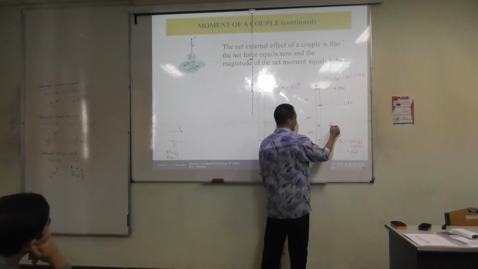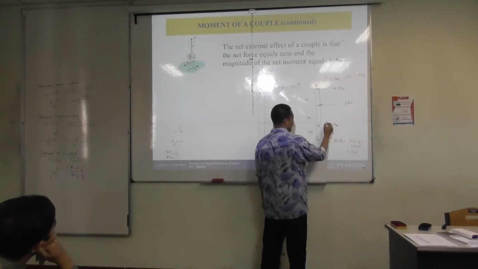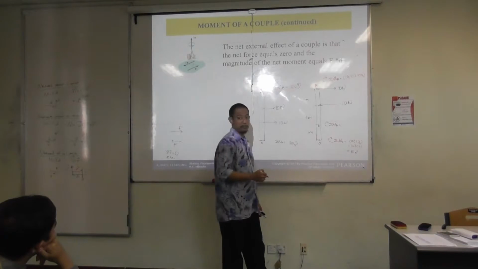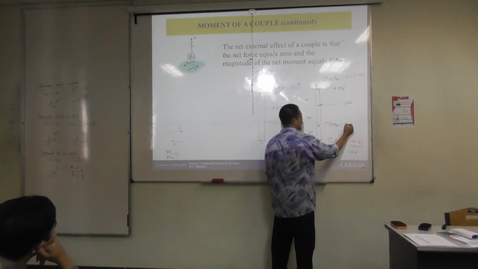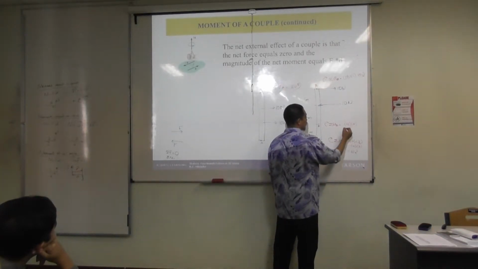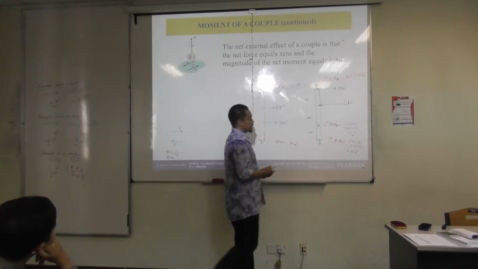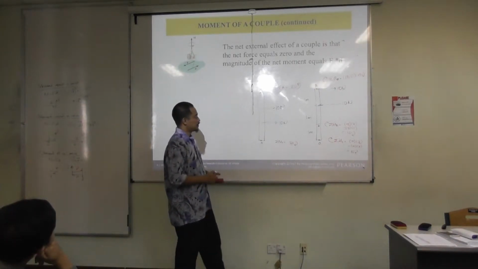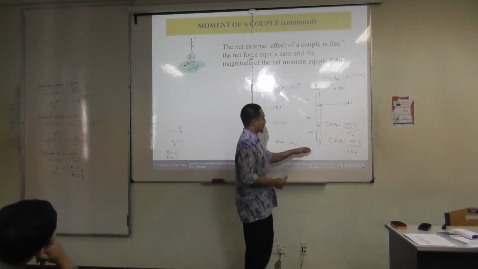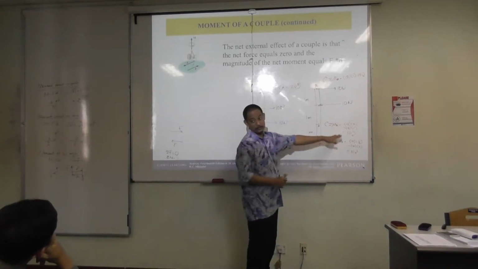Well, if you take the summation of moment about point B, clockwise, 10 times 2 minus 10 times 1, what do you get? 10 clockwise. Do you notice something? Same. The effect is the same. Meaning about any point, the effect is always the same.